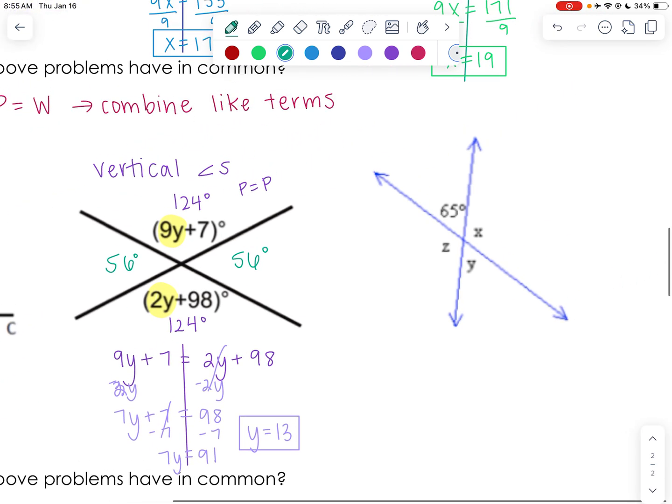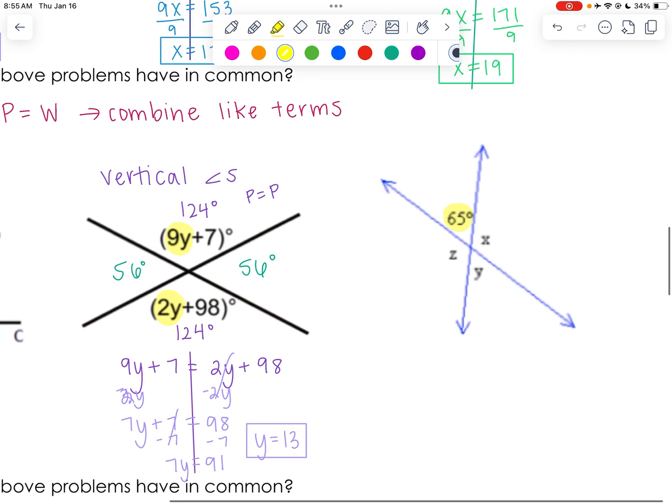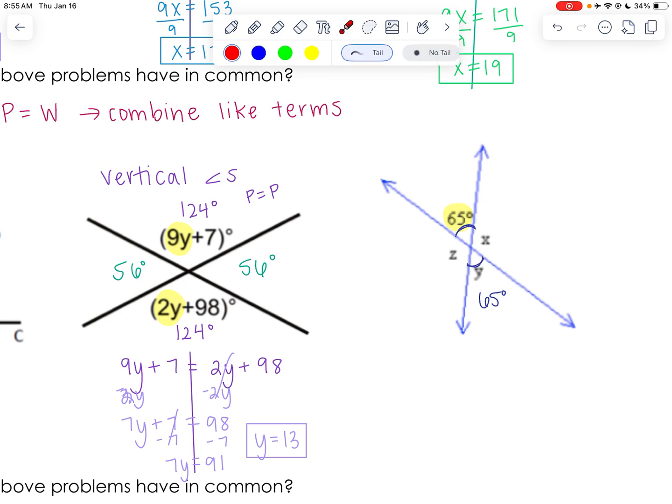Which leads us to this next one. Now, I know that there are 3 variables here, but start out with something that you know. I know that this piece is 65. Hey, if that's 65, remember that the one across from it should balance it out, which means that this one on the other side should also be 65. Because vertical angles are congruent. So those are across from each other, vertical angles, which means that now I have to find x and z.